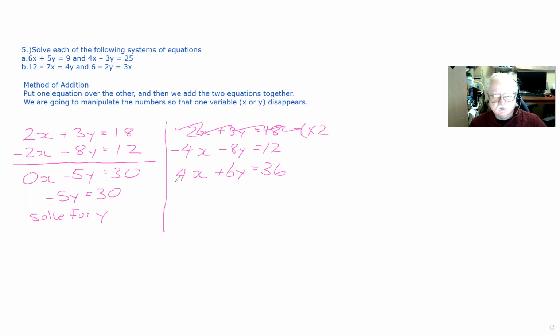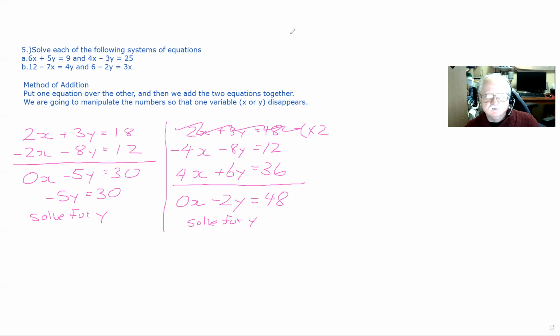And now we can ignore this equation. We're just adding these two. But now notice once again, the x disappears. And now we've got negative 8, so this is going to become a negative 2y, and 36 plus 12 is 48. And we can still solve for y. So that's a situation where we only had to manipulate one of the equations.